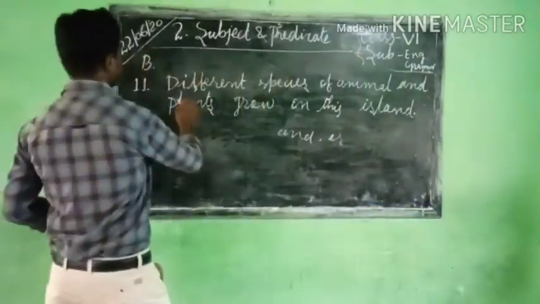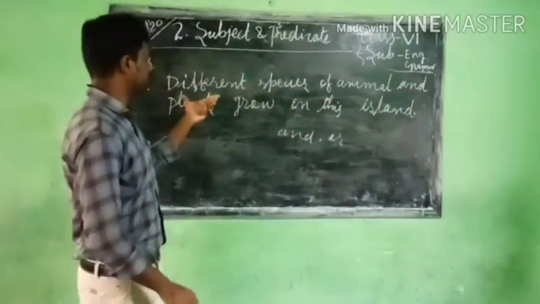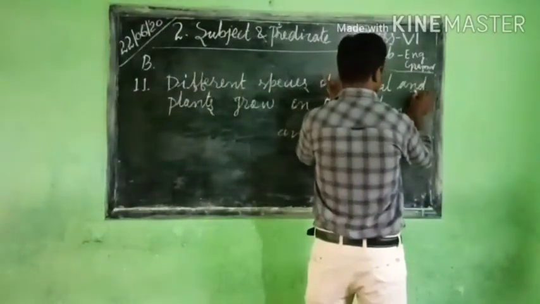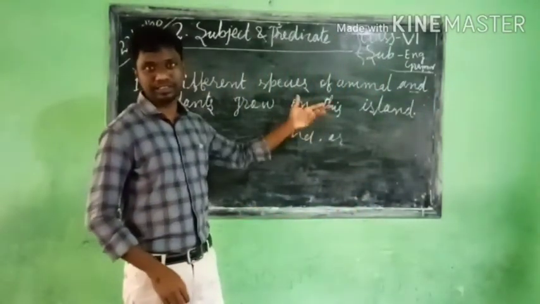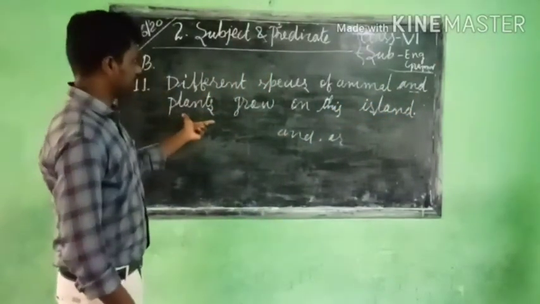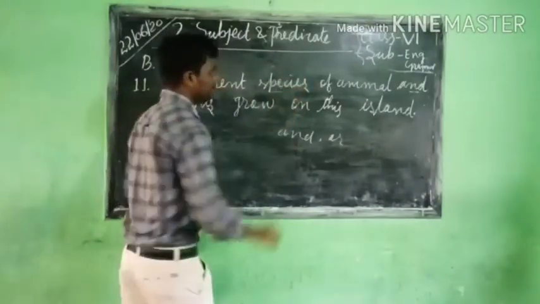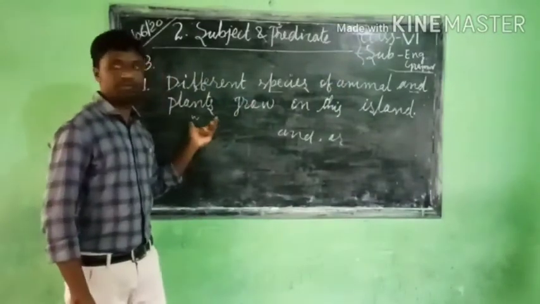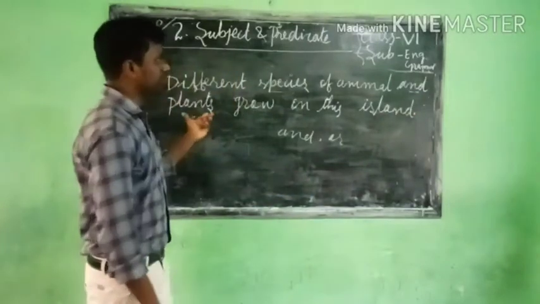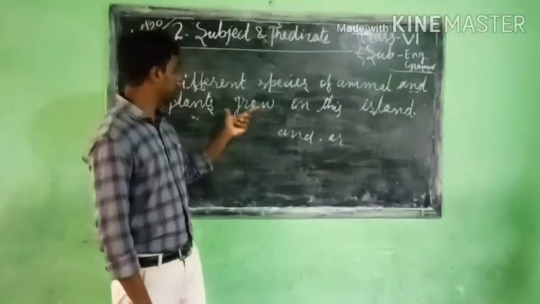So here see, different species of animals. Okay, this is one long phrase. And then here, and is a conjunction. And is a conjunction, and plants. Okay. So this is one word. This is a phrase, and the phrase and the word are both connected by one conjunction, that is and. So that's why this becomes a compound subject.